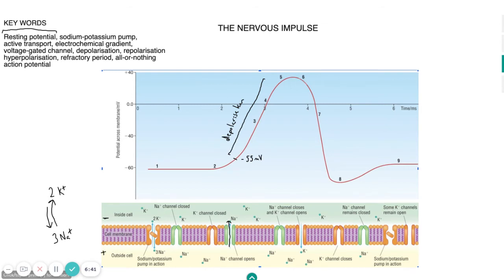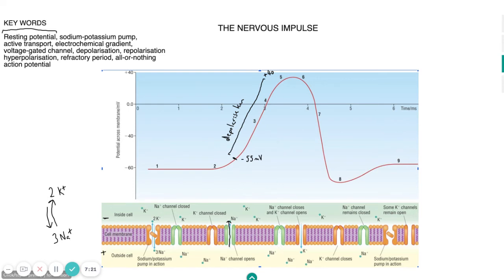And then the voltage suddenly starts to drop back down. So why is that happening? Well, at this very moment, as we get to +40, these channels are voltage gated. So at -55, the voltage-gated sodium channel opens. When it gets to +40, the sodium channel will close. Therefore, no more sodium can diffuse in, so no more positive charge comes in. At the same time, another voltage-gated channel opens.